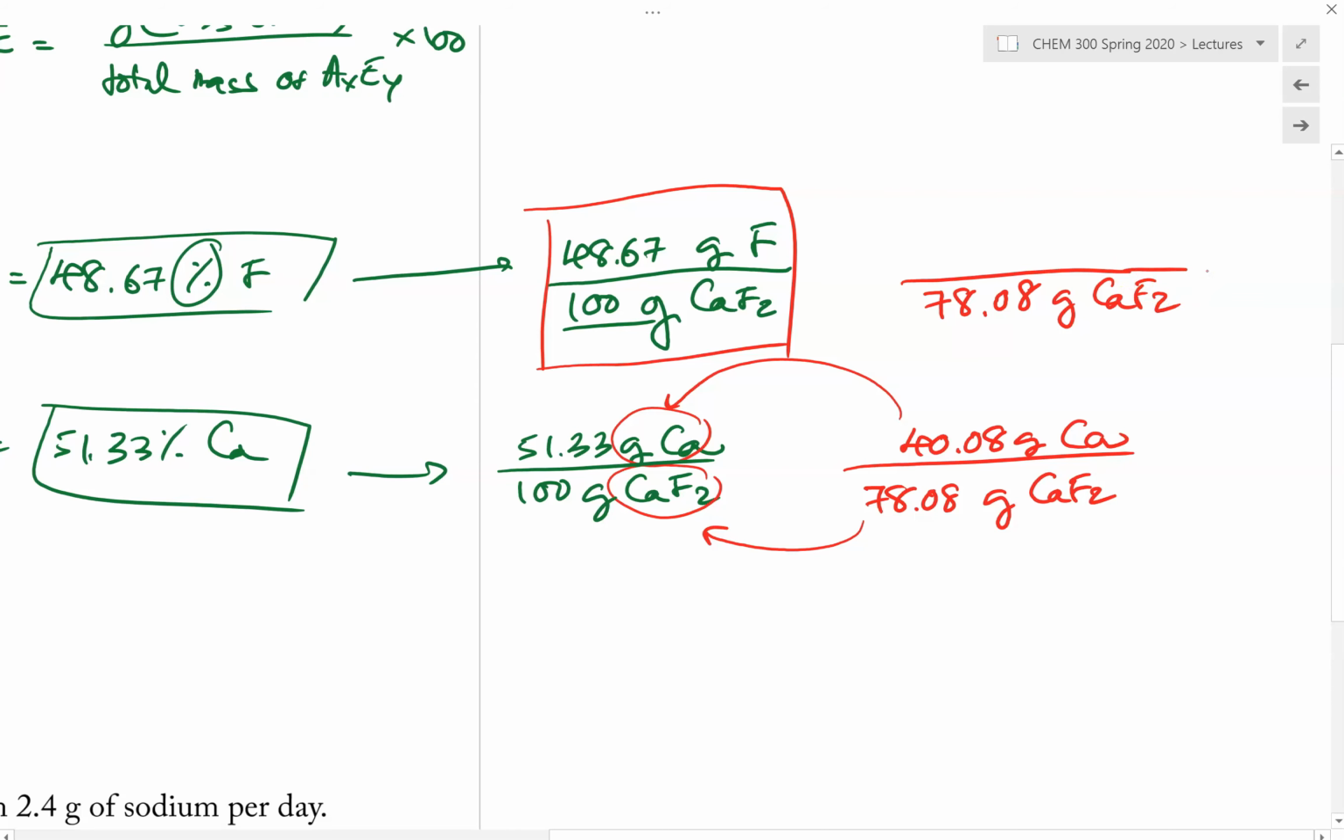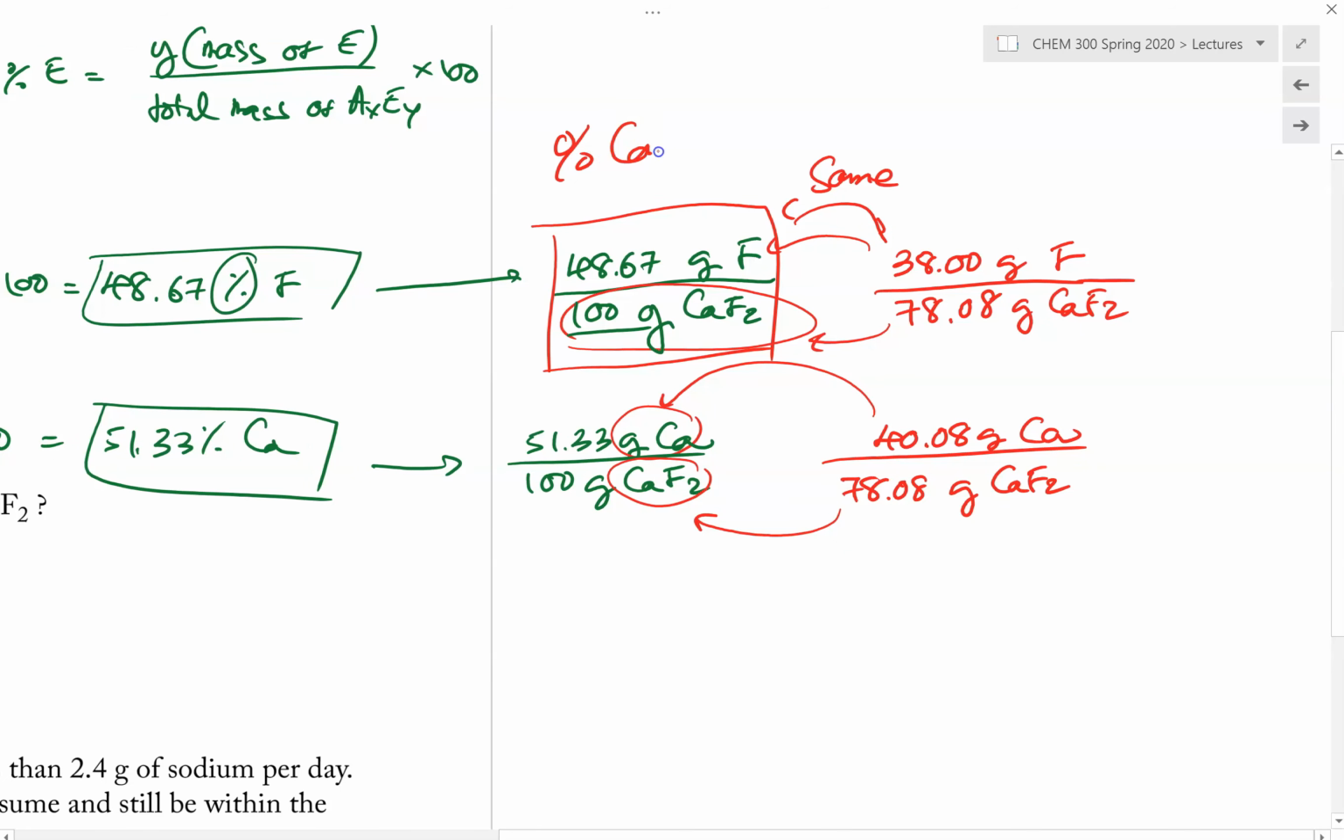And the mass of each fluorine is 19. So this is basically 38.00 gram of fluorine. And again, these two conversion factors right here are the same thing. In the case of a percentage, the denominator is 100. And if we were to take 78 and convert this into 100, then 38.00 would then become 48.67. So again, they are the same thing.